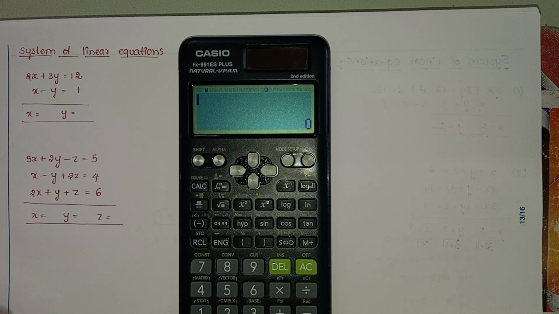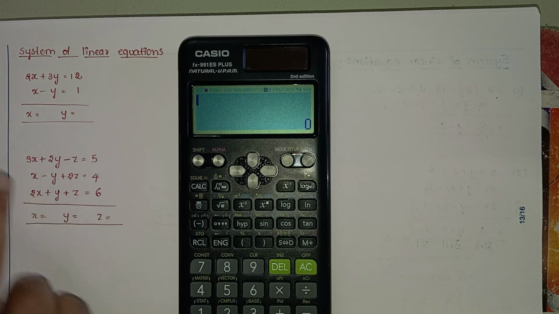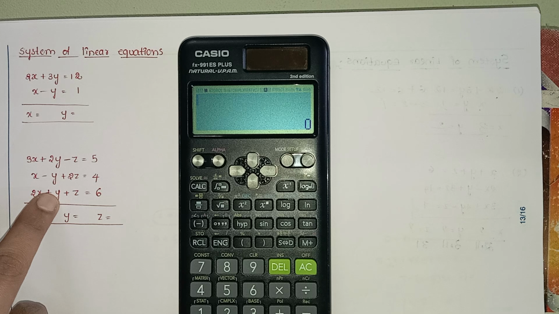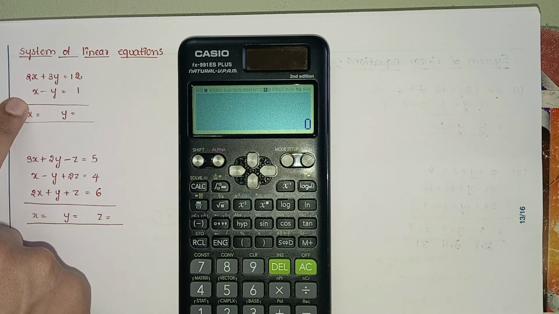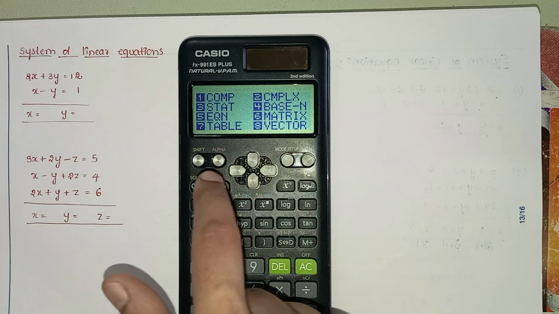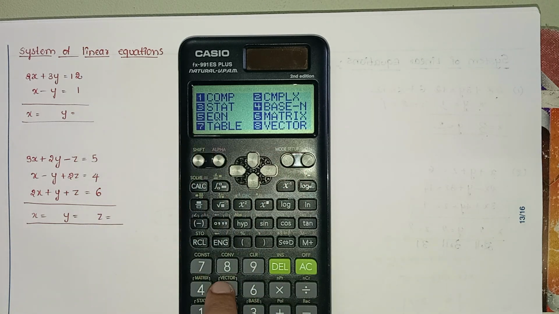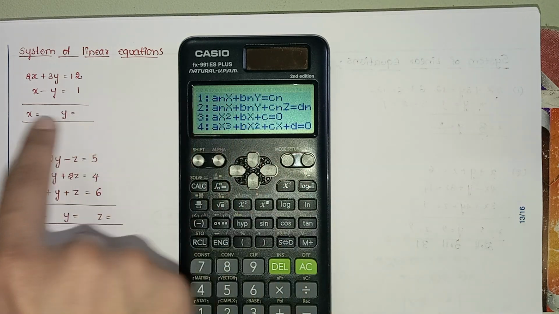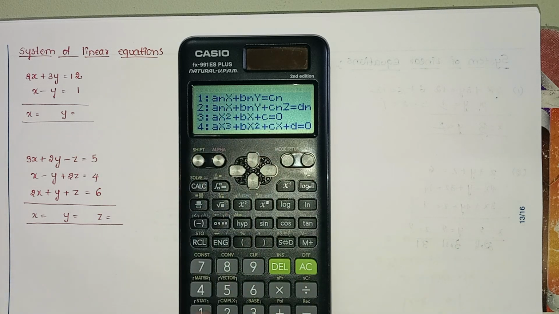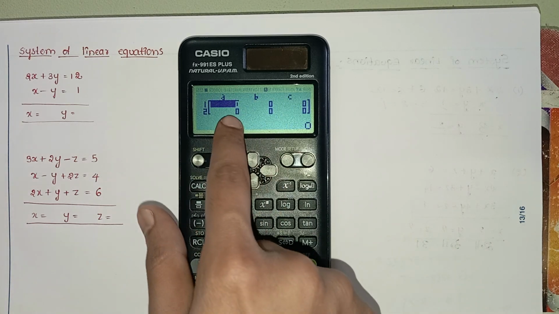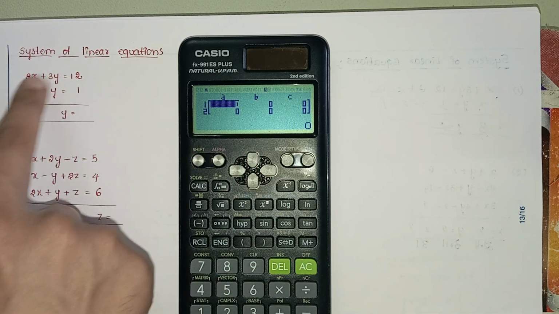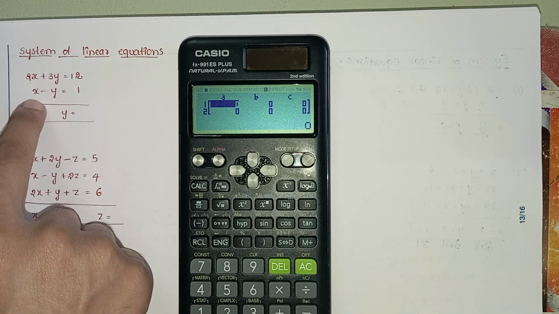In this video we solve the system of linear equations in two variables and three variables. First we will solve the system of linear equations in two variables. Click on the mode option, select the equation button 5, two variables equation, option 1.